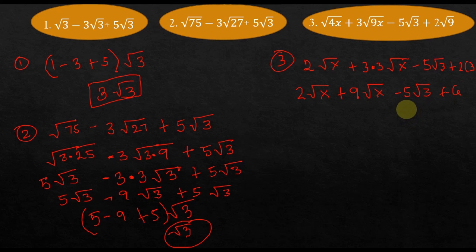Next, look for a similar radical. Similar radical here is this one, square root of x. So we can just add 2 and 9 here. Since negative 5 square root of 3 has a different radicand, we cannot combine this with the first two radicals. So just combine these first two terms. This will give us 11 square root of x minus 5 square root of 3 plus 6. And you can now stop your answer here since there is no similar radical left for this expression.